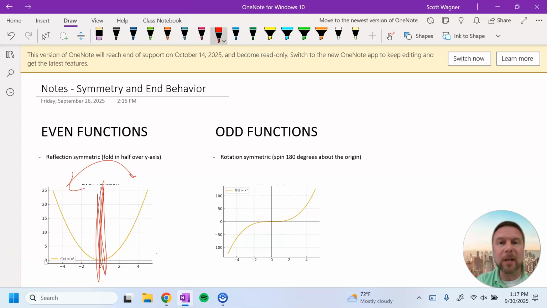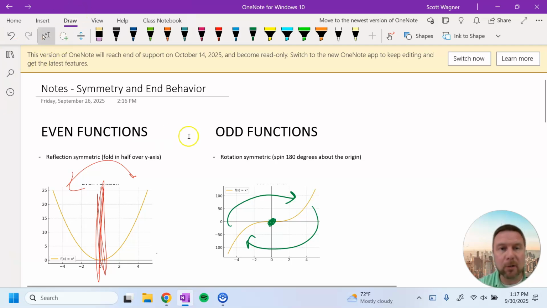Odd functions, on the other hand, are rotation symmetric, and the way I like to think about that is you put a big spoke right through the middle of the origin. You can turn this into a pinwheel. It will spin around 180 degrees and reproduce itself just like so. So that's the difference between an odd function versus an even function in terms of their picture.